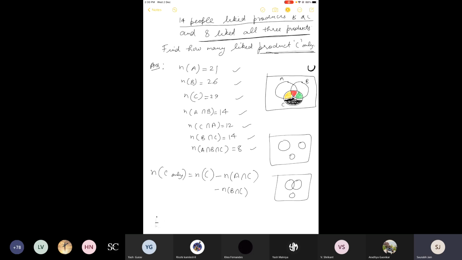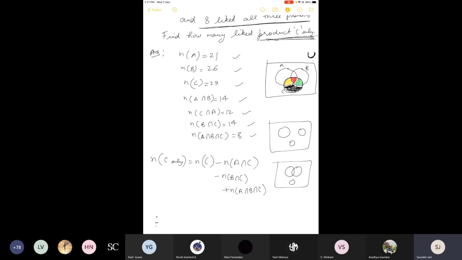Now we can understand once again. This black circle is N(C). But the question is C only, which is the part of C only. No other circle should be part of it. So this can be calculated when I subtract this yellow, red and green portion from the black circle. That will give me the black shaded area only. So in order to do it, I am subtracting A intersection C from N(C).